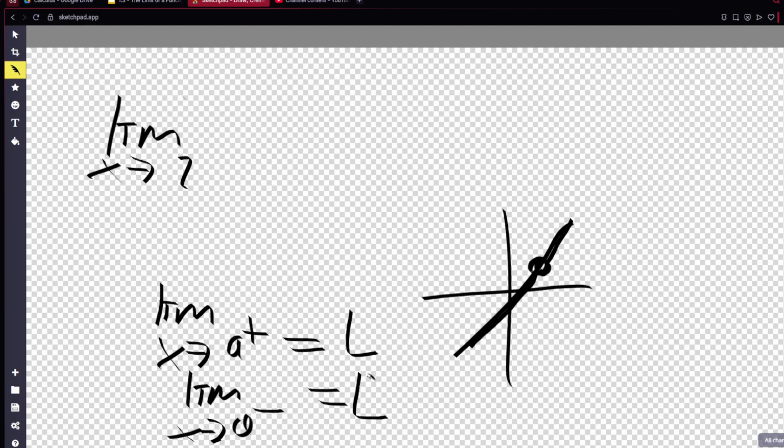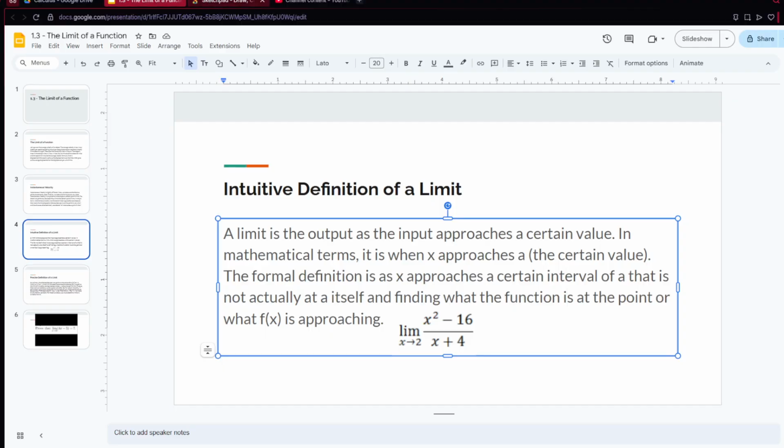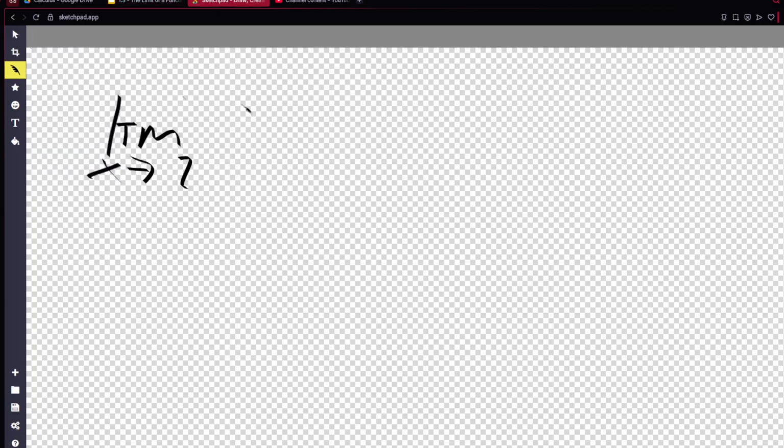However, if one differs, so if this is like 10 and this is 20, there's no limit. They have to be approaching the same value from both sides to logically define a two-sided limit. Okay, that was a little bit hard to say.